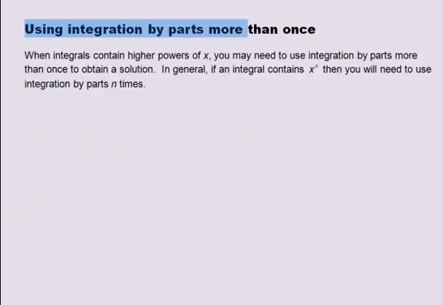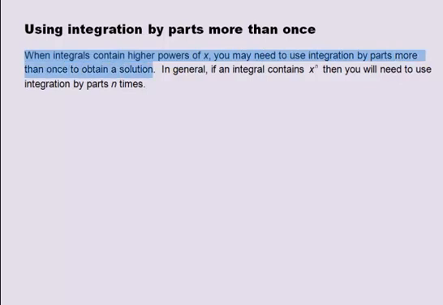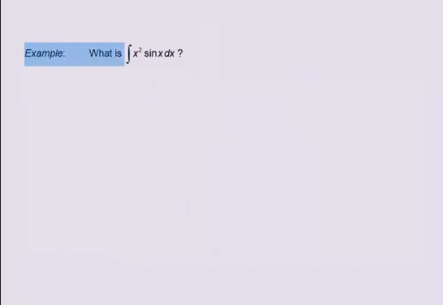Using integration by parts more than once. When integrals contain higher powers of x, you may need to use integration by parts more than once to obtain a solution. In general, if an integral contains x to the power n, then you will need to use the integration by parts n times. Example, what is the integral of x squared multiplied by sine x dx?